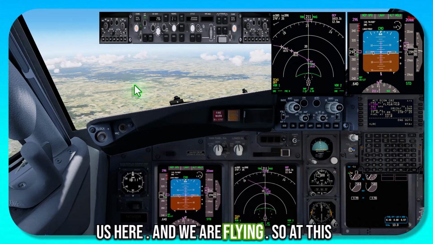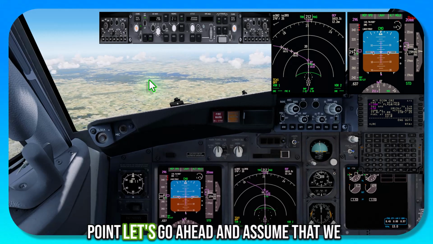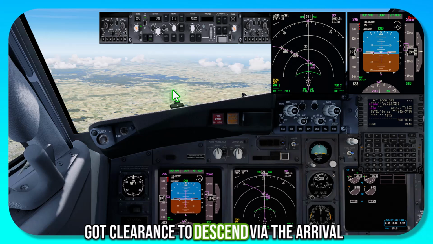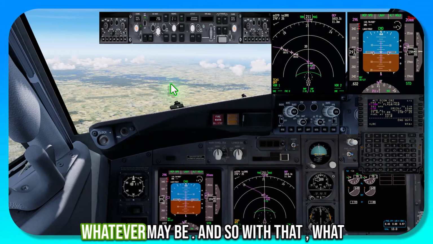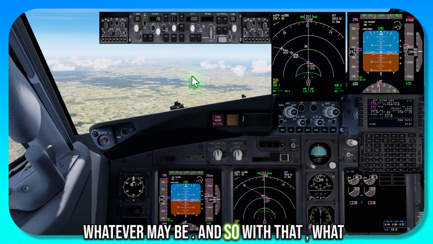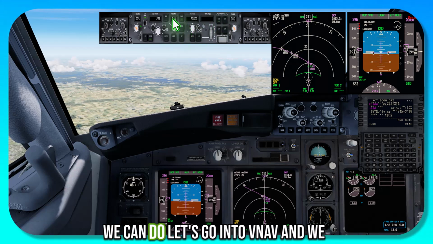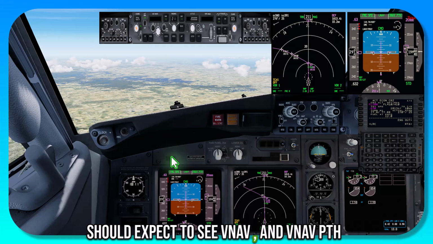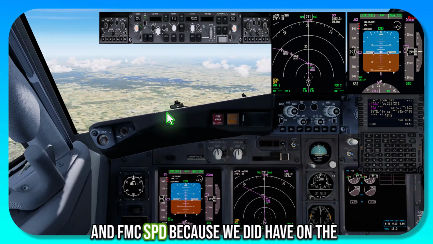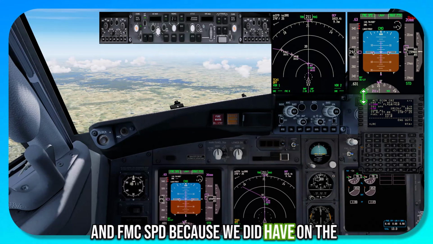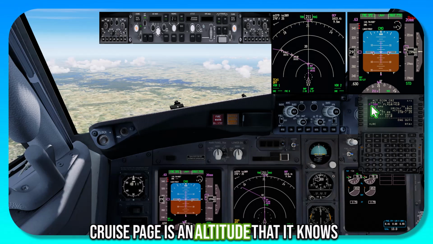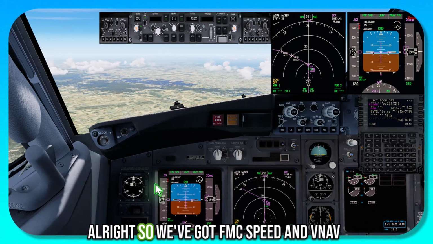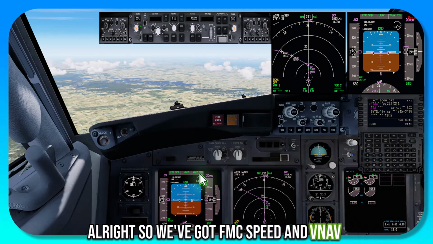And we are flying. So at this point, let's go ahead and assume that we got clearance to descend via the arrival, whatever that may be. And so with that, let's go into VNAV, and we should expect to see VNAV path and FMC speed, because we did have on the cruise page an altitude that it knows where it's going to be descending from. So, all right, we've got FMC speed and VNAV path.